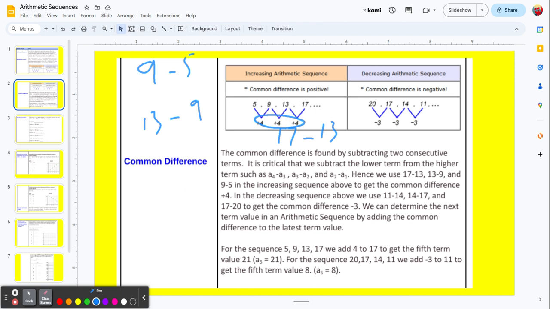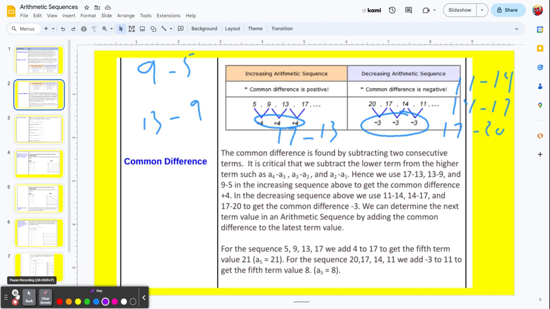Decreasing one, the same idea, right? So 11 minus 14, negative 3. 14 minus 17, negative 3. 17 minus 20, negative 3. So our common difference is negative 3.